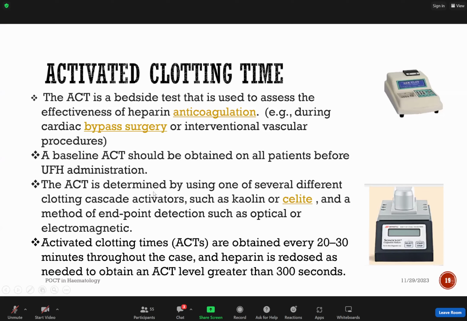The ACT is determined by using one of several different protein cascade activators, such as kaolin or celite, and a method of endpoint detection, such as optical or electromagnetic. ACT is obtained every 20 to 30 minutes throughout the case, and heparin is redosed as needed to obtain an ACT level greater than 300 seconds. So the device or the test must be at the bedside of the patient to ensure they have adequate heparin dose to allow the surgery to go on. So these are the examples of device.